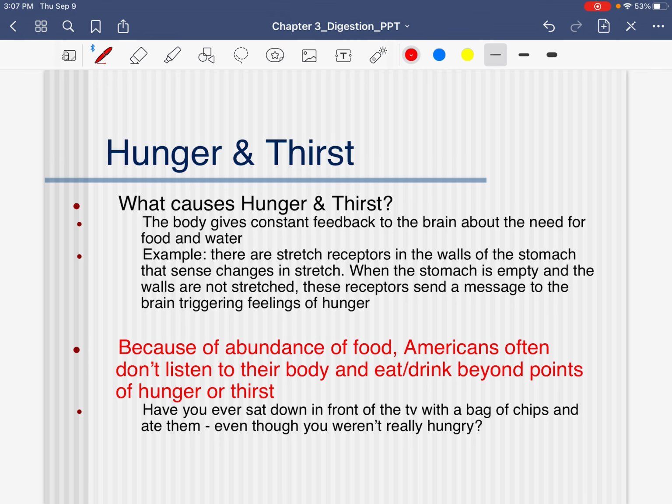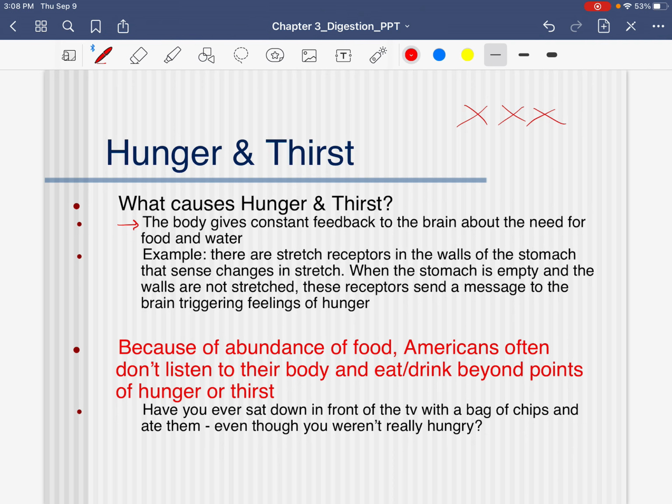Excellent. So a brief word here before we start to get into the actual GI organs. I just want to talk a little bit about hunger and thirst. I'm not going to ask you this on a test or a quiz, but you can read this information because it's kind of interesting.